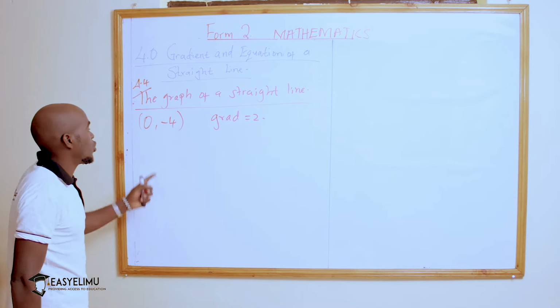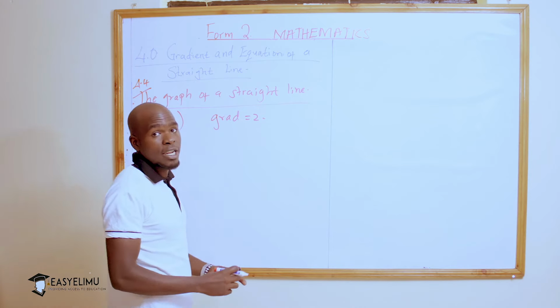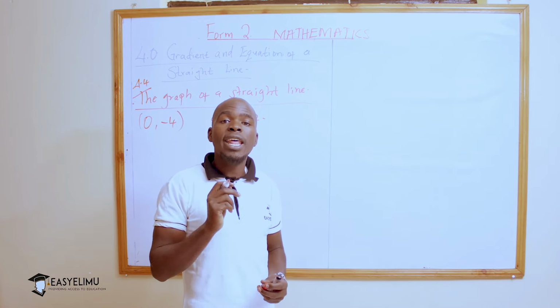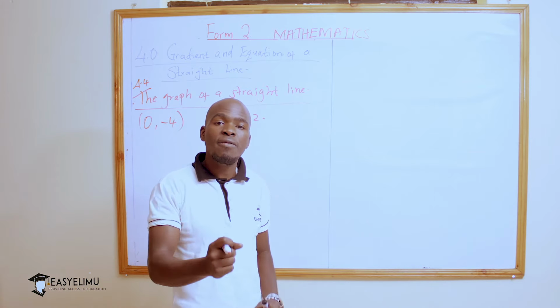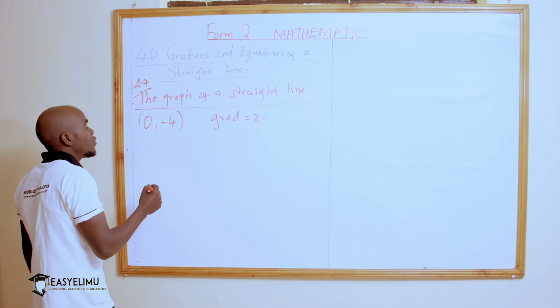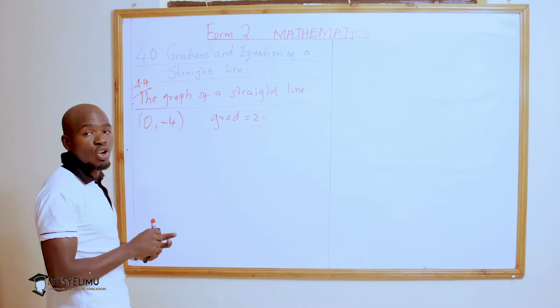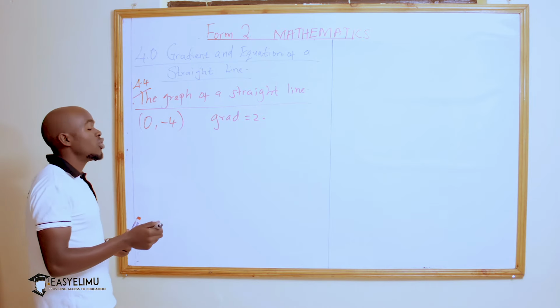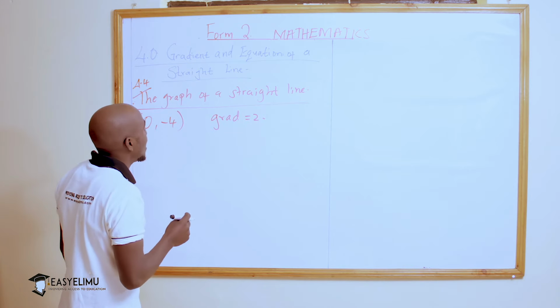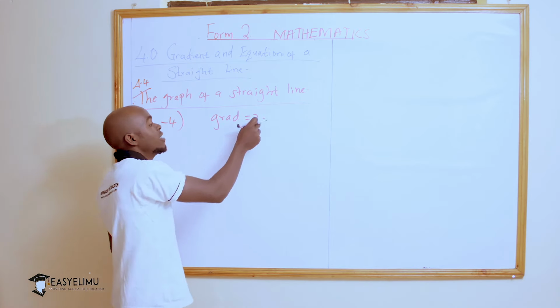Draw a graph passing through that point and has a gradient of 2. What you need to do here first is to identify the equation of that given line. You will have to select one more additional point that is on that line, and when you calculate the gradient, you will find that the gradient is 2.